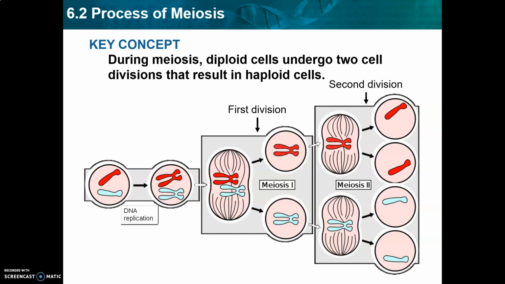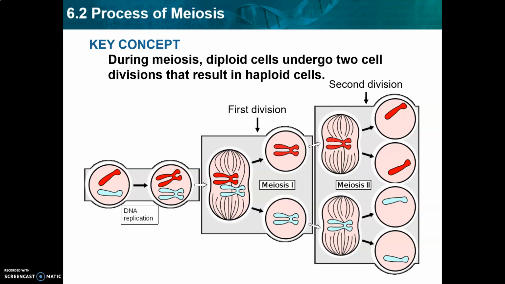Today we're talking about Chapter 6, Section 2, which is the process of meiosis. And you can see our key concept here. During meiosis, we start with diploid cells. Remember, diploid means two sets of chromosomes. They go through 2 rounds of cell division and result in 4 haploid cells, which you can see here at the end. Again, haploid meaning 1 set of chromosomes in each cell.